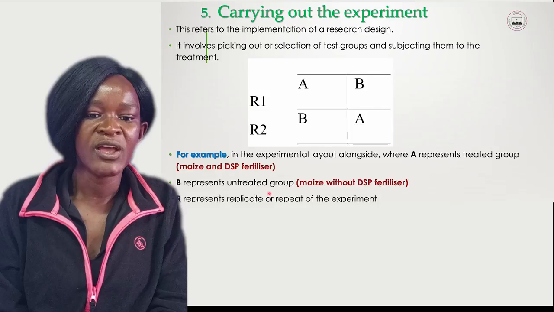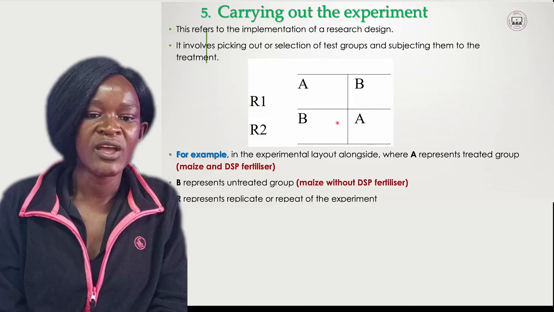So to prevent some environmental interferences on the research, there is need to repeat the experiment. But when you are repeating the experiment, there is also need to interchange. For example, in replication 2, in plot 1, there was A, which was the test group where we applied DSP fertilizer, but now in the same plot, we have indicated B. It means we are going to plant the maize without applying DSP fertilizer. So we are interchanging: where you planted maize and applied DSP fertilizer, you put them in the other plot where you did not apply DSP fertilizer.